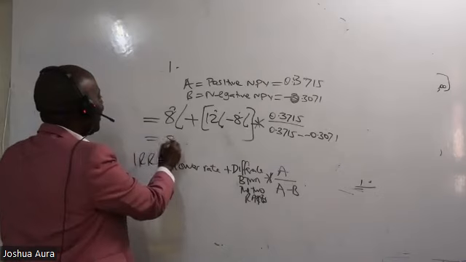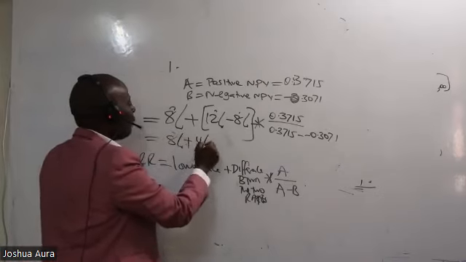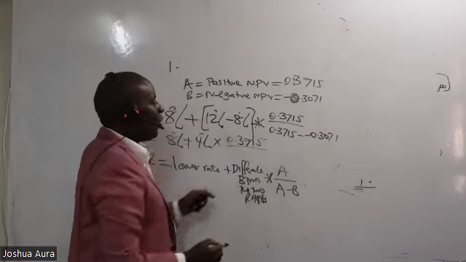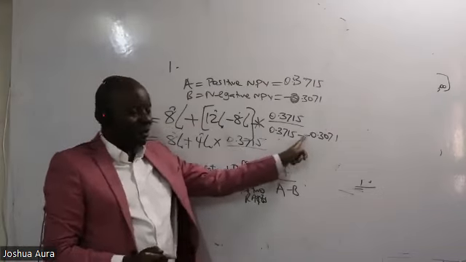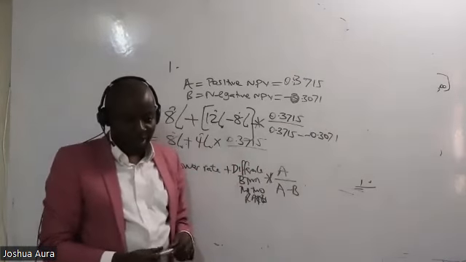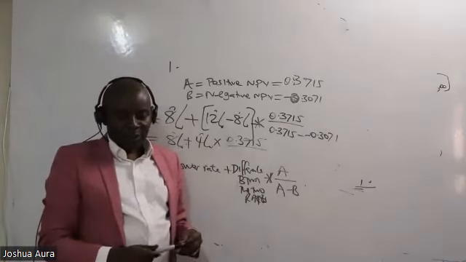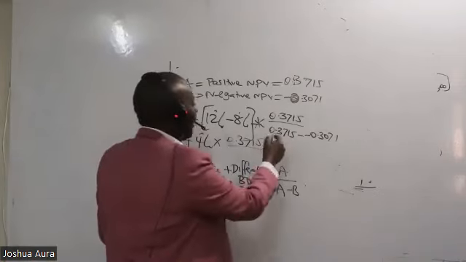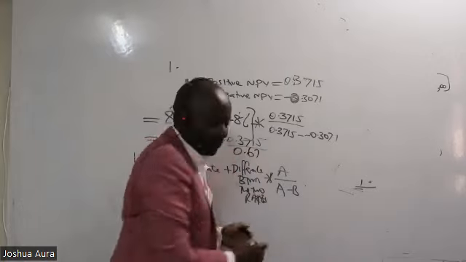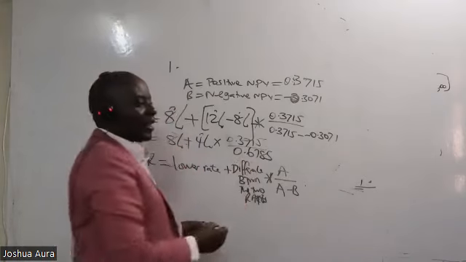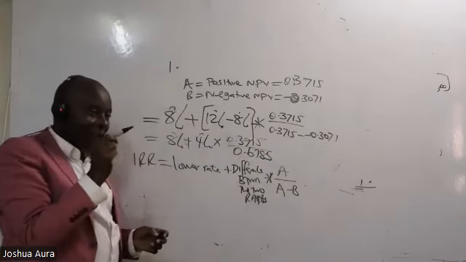Abracadabra, 8% plus 4% times 0.3715 all over. Is there somebody who is able to give me this summation here? We have Mary. My mother is called Mary. I'm so happy. 0.6785, right?